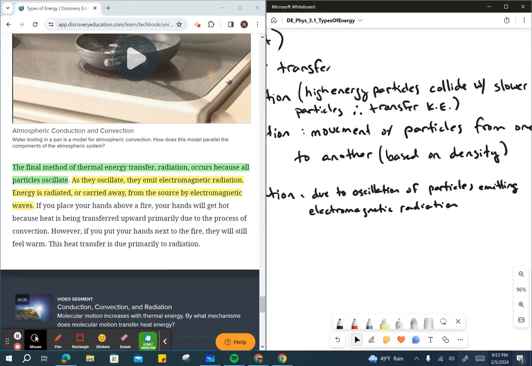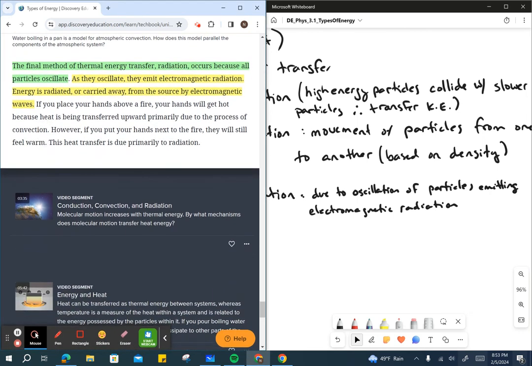Okay. And energy in this case is radiated or carried away from the source by electromagnetic waves. All right. And you could think about that as if you've got a fire and you put your hands over the fire, you're feeling heat because of convection. But if you stand to the side, you can still feel the heat because of the radiation that's going on. Okay.